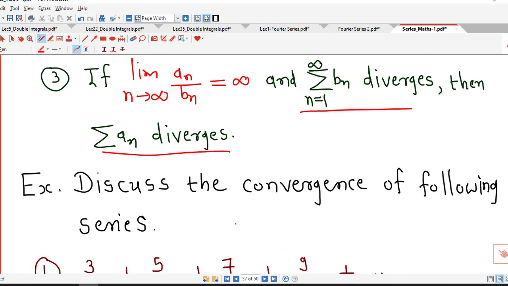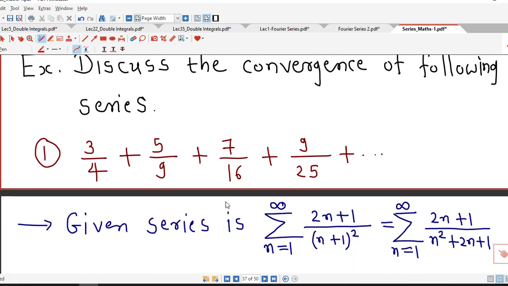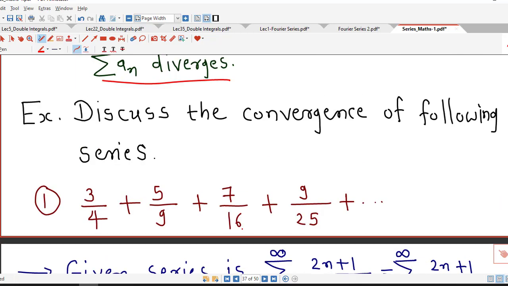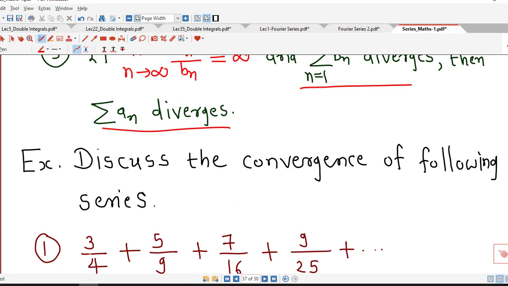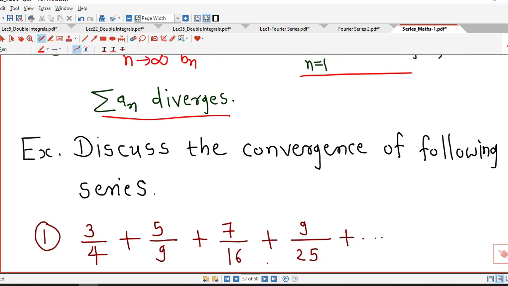So we understand this with the help of these examples. Discuss the convergence of the following series. We start with the first series. The first series is given as 3 by 4 plus 5 by 9 plus 7 by 16 plus 9 by 25 and so on. So here we first have to write down this series in sigma notation, or decide the general nth term of this series.